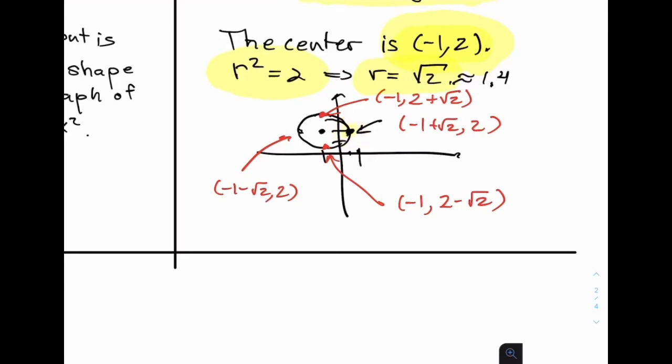This point is what you get when you add the radius to the x-coordinate of the center. This is when you subtract the radius from the x-coordinate of the center. This point is where you add the radius to the y-coordinate. This point is where we subtract the radius from the y-coordinate. And then you try to use those 4 guiding points to draw a sketch of the circle. Don't worry if your circle's not perfect.